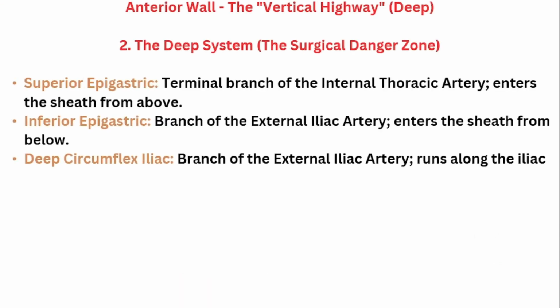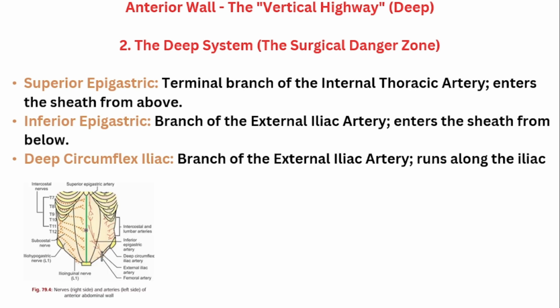What about the deep system? There is the superior epigastric, which is a terminal branch of the internal thoracic artery and enters the sheath from above. The inferior epigastric, a branch of the external iliac artery, enters the sheath from below. And there is the deep circumflex iliac, a branch of the external iliac artery, which runs along the iliac crest.